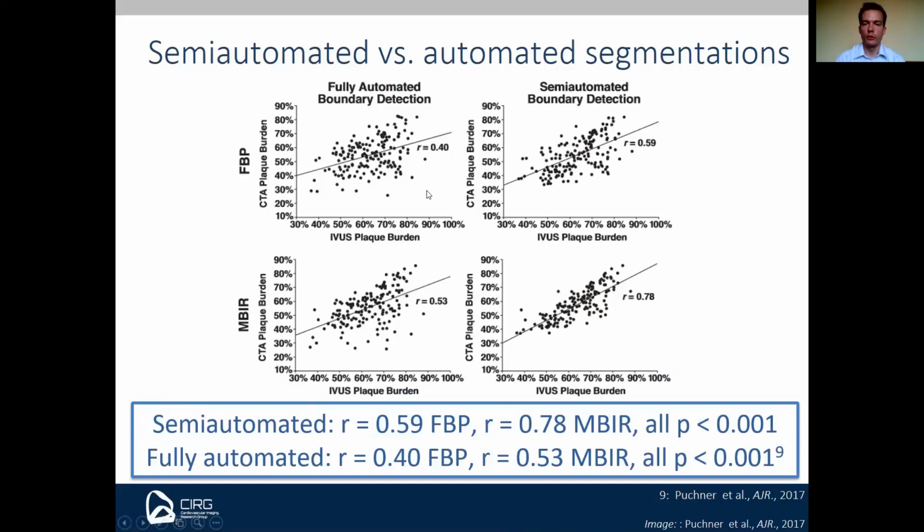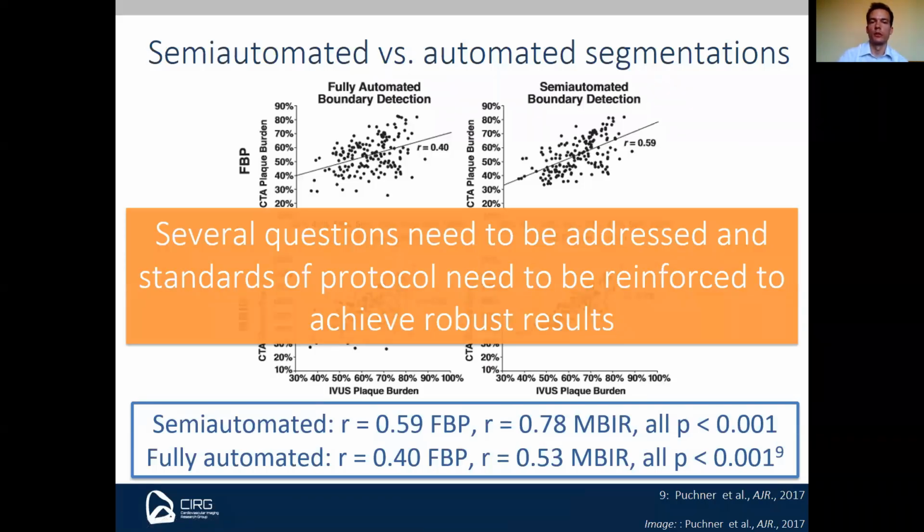And with the newest image reconstruction algorithms and manual correction, you can achieve a modest correlation with invasive imaging, but still there needs to be some improvement. So we can say that there are still several questions that need to be addressed, and especially standards of protocol need to be reinforced so we can really get robust results regarding these analyses. But Medis QAngio CT is not only good for volumetric analysis.